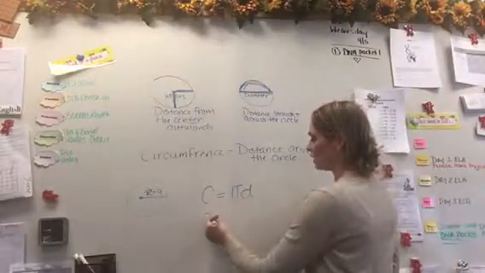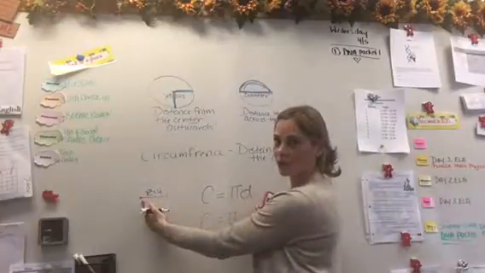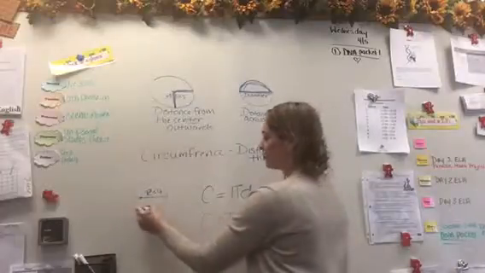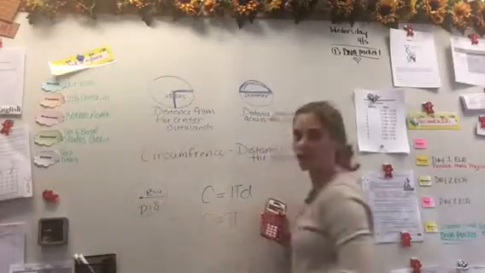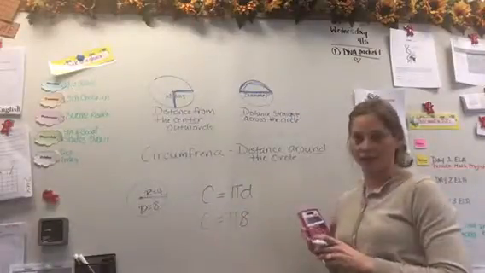So C equals pi. Now, if I walked to the center of the field and took 4 steps, I would need to take another 4 steps to get to the other end of the field. So my diameter for this circle is actually 8. So with C equals pi d, I'm going to write 8 as my diameter.